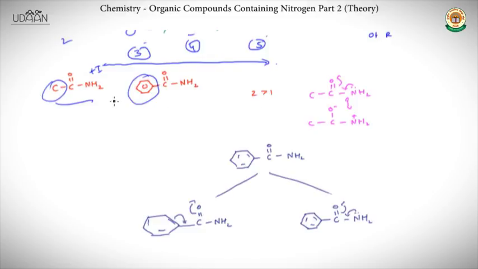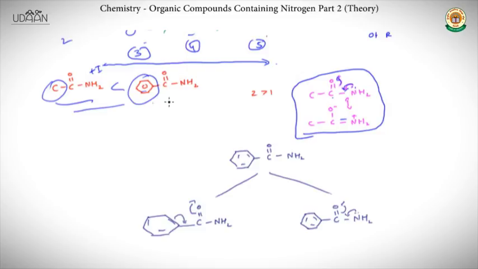Now for this case, this second one is more basic than the first one. You might be knowing the reason, but let me discuss it again. The thing is that in the first case, you can see nitrogen donates electrons to this electrophilic carbon, owing a negative charge on this oxygen and a positive charge on this nitrogen. So the resonating structure is this one.